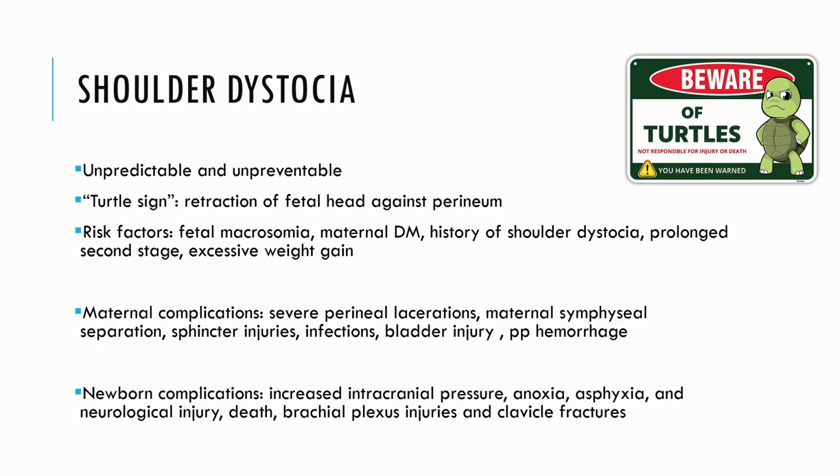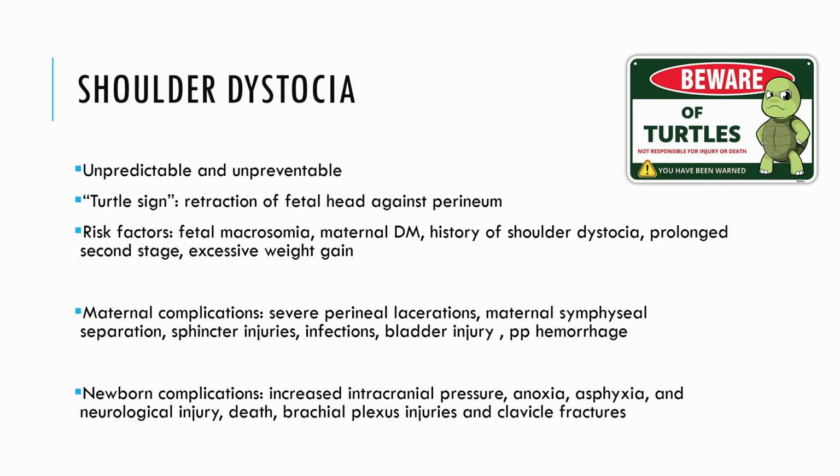One of the signs that we see with this is called the turtle sign. This is where the fetal head delivers and then it slightly retracts back against mom's perineum, just like a turtle head coming out from its shell and then going back in, like hiding. That's kind of what happens with shoulder dystocia with the fetal head.